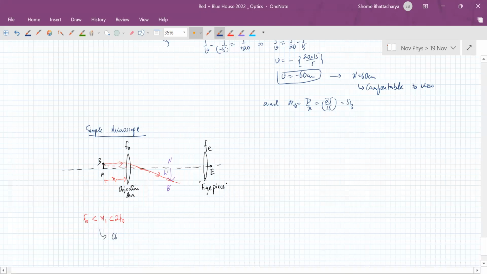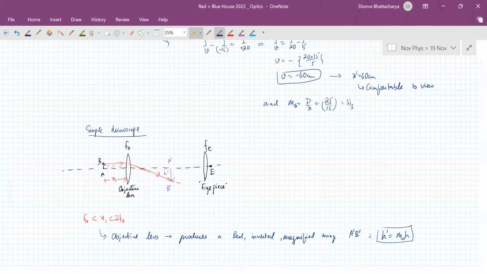So the objective lens produces a real, inverted and magnified image A prime B prime, such that H prime is equal to the linear magnification produced by this, M naught, into H, where, if this distance is y1, M naught is greater than 1. Okay.